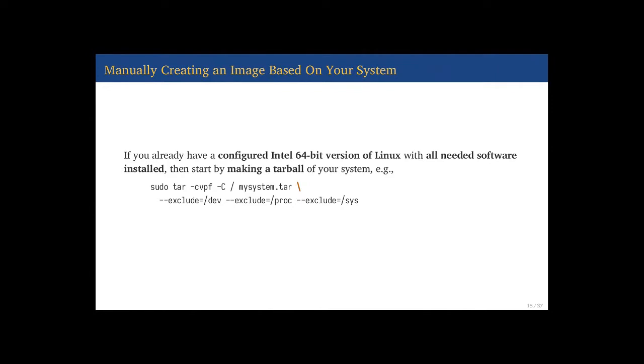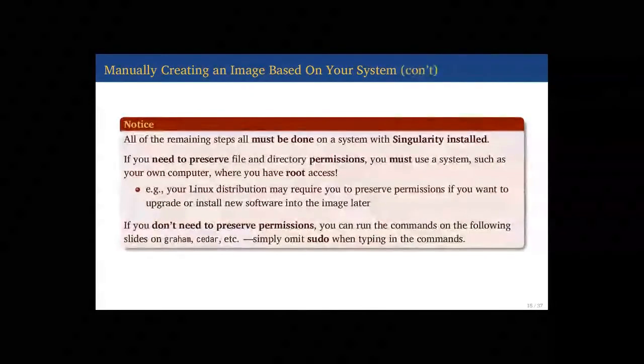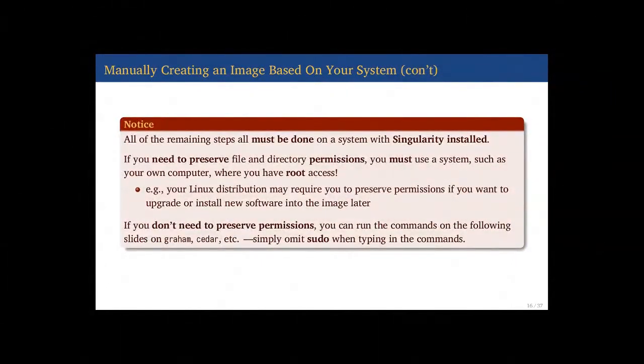There is a nice, easy way to make a Singularity image. You can make a tarball of your entire system. You can exclude some of the things you don't need, like dev, proc, and other directories that you have on your system that you don't need. You put that into a tarball. Okay? Then you transfer that tarball to a computer with Singularity, or if it's already on that computer, fine. You'll be able to do the next step.